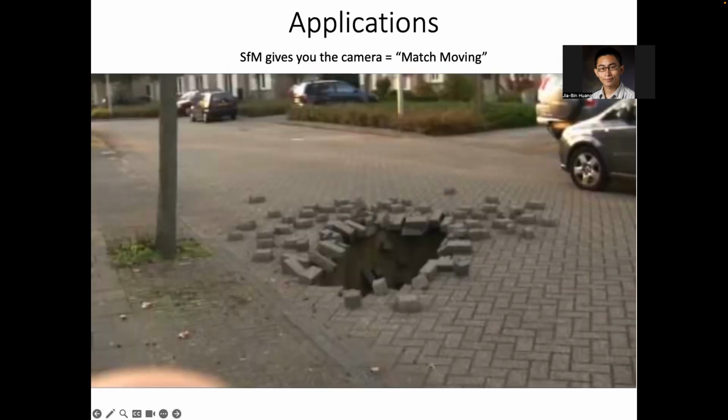Okay. Of course, you have a lot of applications in the movie industry. So basically, if you have a moving camera, you want to insert something 3D, some effects in 3D. Maybe in this case, it is a hole, virtual effects in your video feed. Then the first thing you need to know is where the camera is, right? You need to know where the camera is so that when you insert any virtual content, it's going to look real.